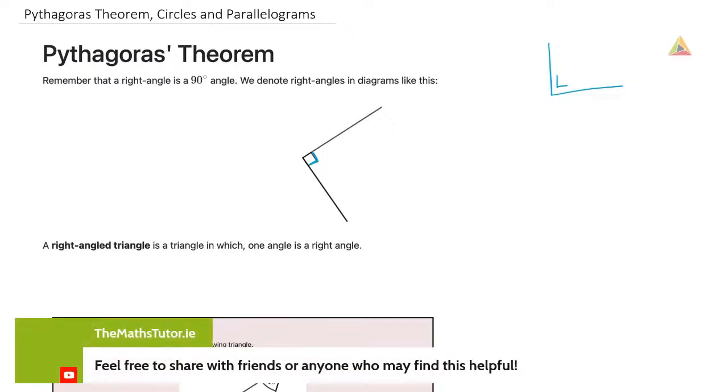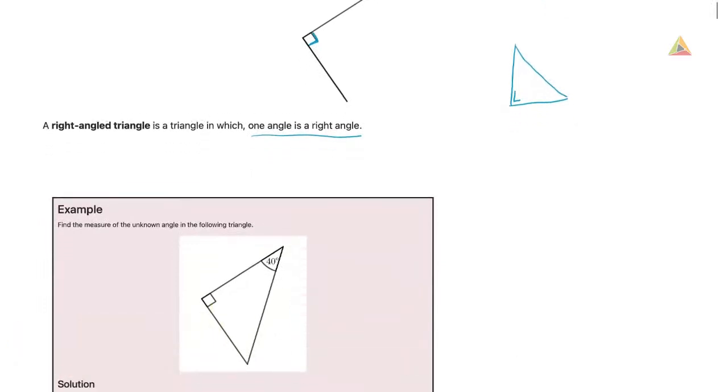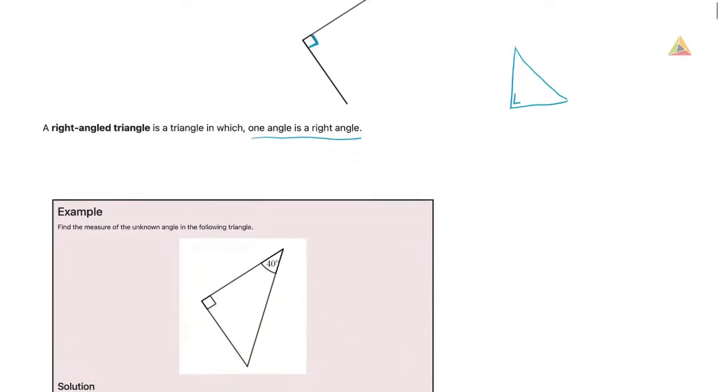So a right angle triangle is one in which one angle is a right angle. So an example of a right angle triangle would be this one here. So one of those angles is a right angle. So we're going to look at the example there. I'm not going to show the solution, we're going to do the solution out and then we'll look at the solution afterwards. So find the measure of the unknown angle in the following triangle.